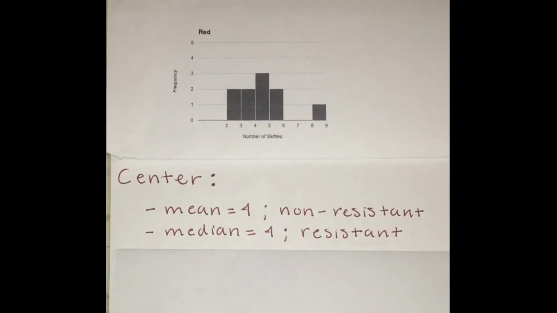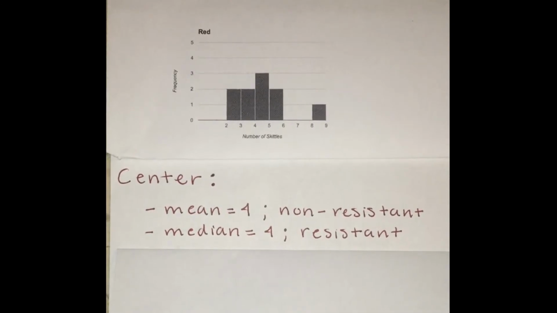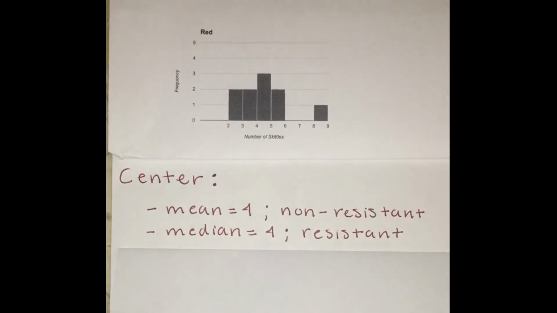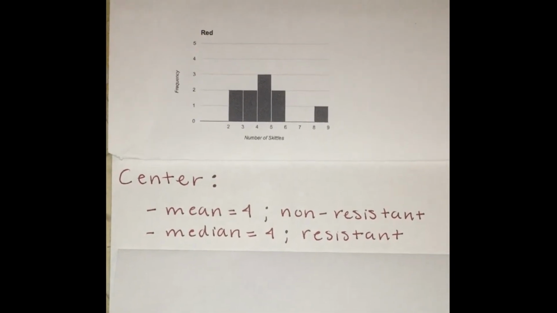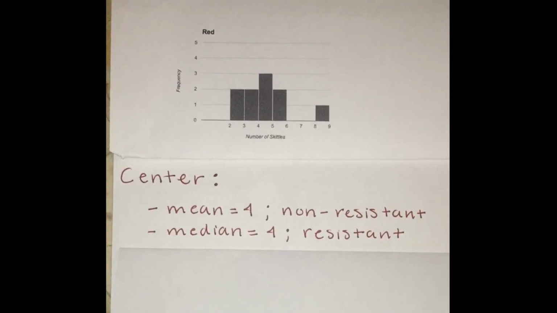Skipping to center, you want to look at the mean and the median. For this set of data, the mean and the median is 4. The mean is a non-resistant value, meaning that it is greatly affected by outliers, and the median is resistant. Since both of these values are the same, it indicates that there is no skew in the data.